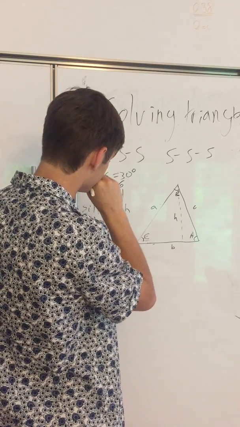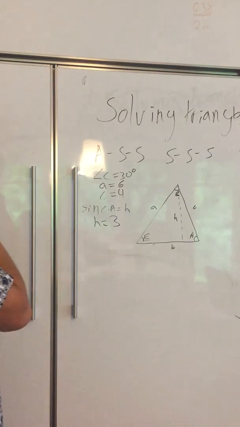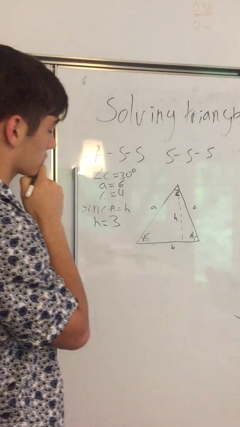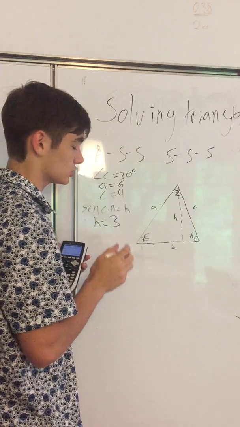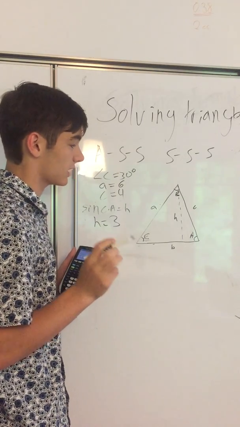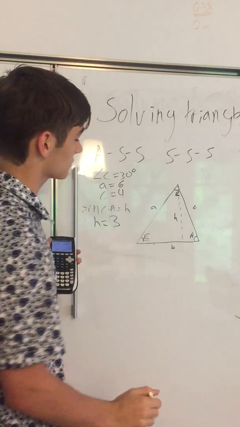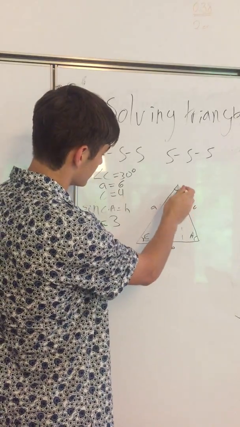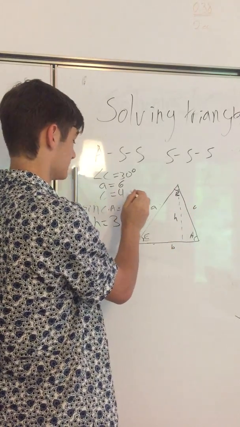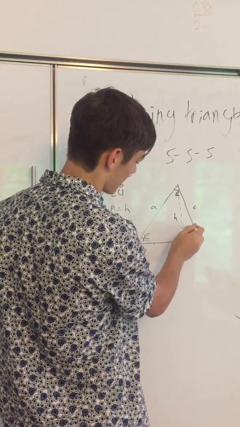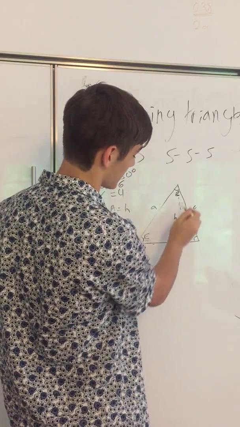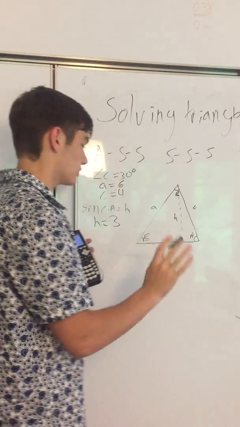And now that you know the height is equal to 3, this means that there will be two triangles, because if the height was less than the second side, then it wouldn't be possible to have a triangle, because this second side would not be able to come down, so then there would be no triangles.